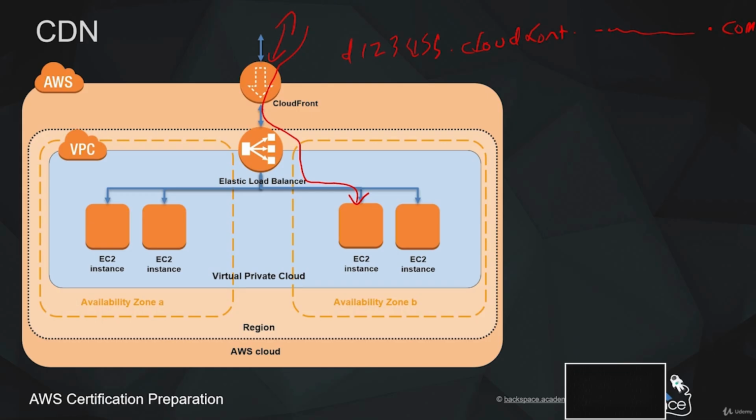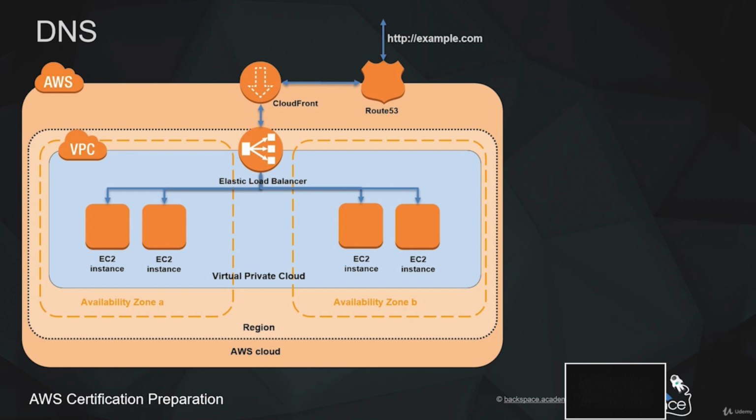As you can see here, we've got example.com, and that is where the Route 53 domain name service can come in. So Route 53 will grab those requests for your domain, example.com, and it will forward those requests over to the CloudFront service, and the CloudFront service will handle it from then on.